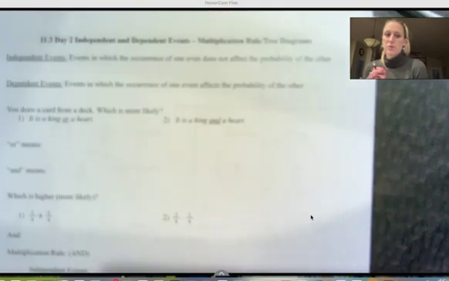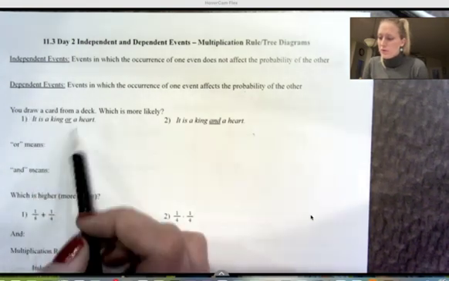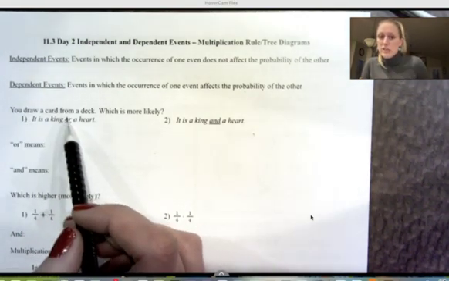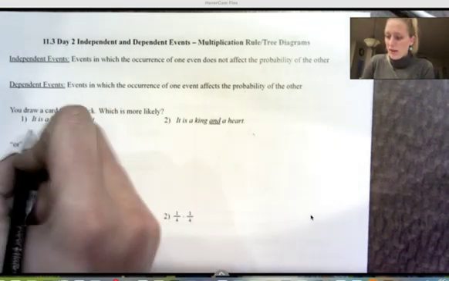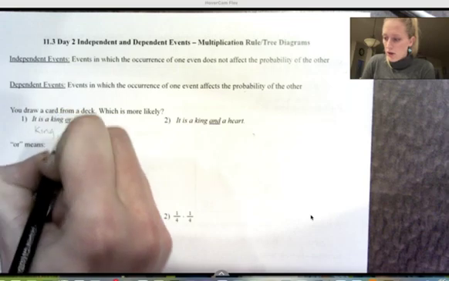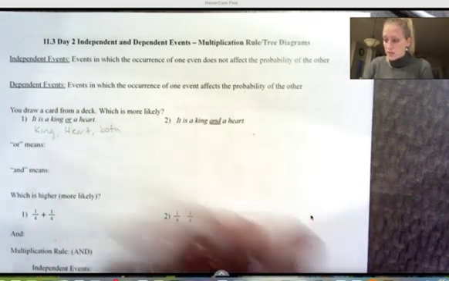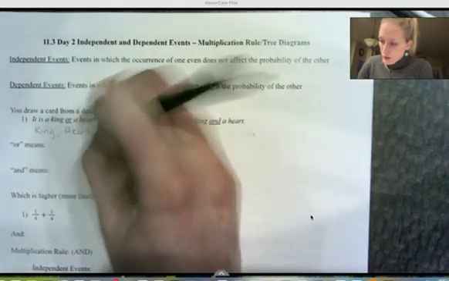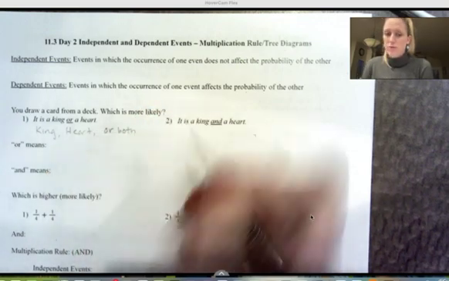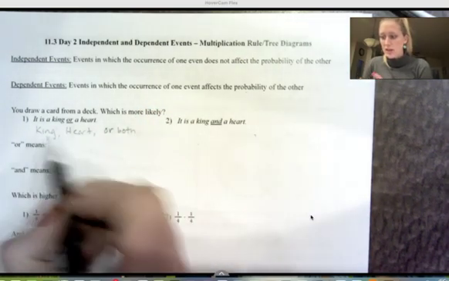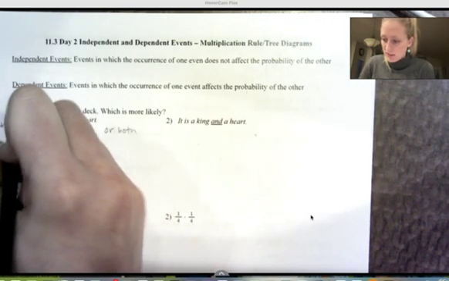Something we're going to talk a little bit more about too is the "and" versus "or." If we were looking at this, you draw a card from a standard deck, which is more likely: it is a king or a heart? That means I could draw a king, a heart, or it could be the king of hearts. Sorry, I'm going to write "or" in there, or both. So there are lots of chances for success, okay? Because I could get a king, a heart, or both.